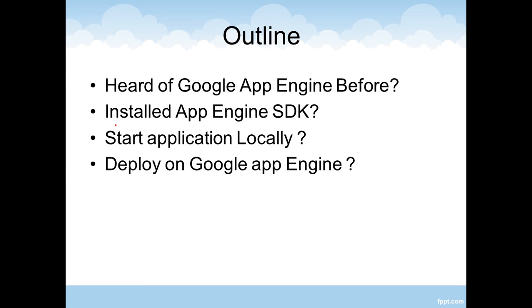So second, have you ever installed the Google App Engine SDK? SDK is the software development kit. It's provided by Google for local deployment and for checking all the different features of our web application development and the working and development of the web application. Secondly, after creating the application, we will start our application locally and then we will deploy our application on Google App Engine. Okay, this much work we are going to do in this tutorial.